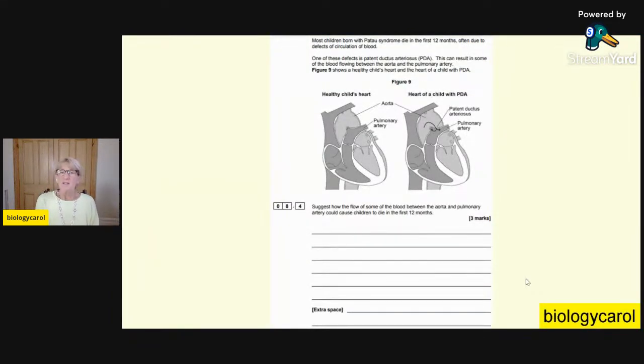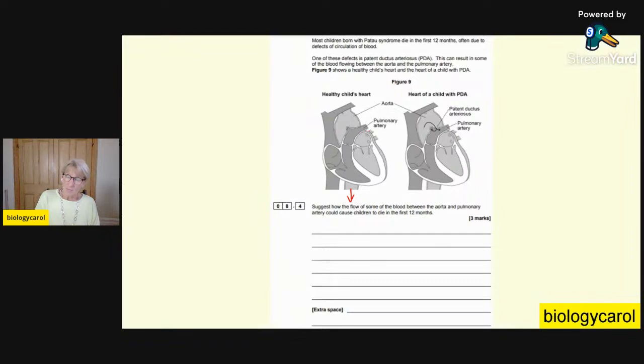Most children born with Patau syndrome die in the first 12 months, often due to circulation issues. And they often suffer from patent ductus arteriosus, PDA. And these diagrams show what PDA is. Healthy versus PDA child. Notice that the aorta comes out of the left ventricle and does a U-turn to go back down to the rest of the body.